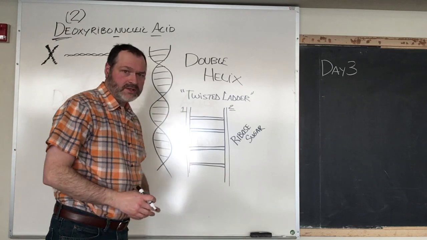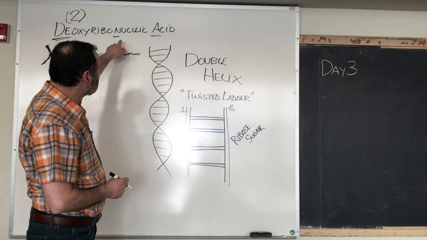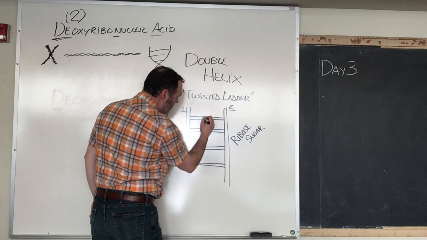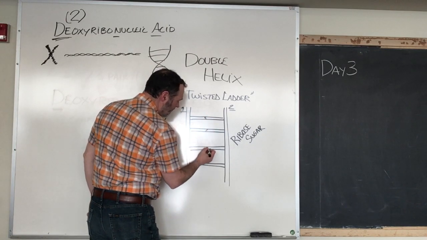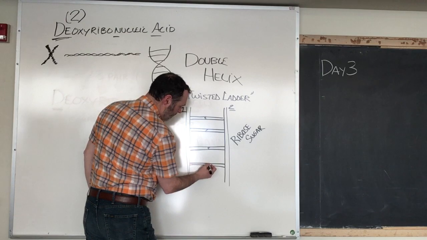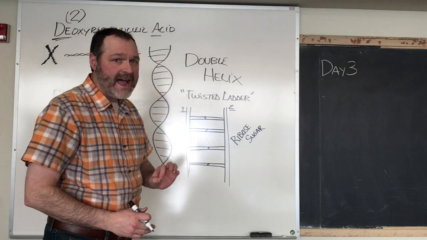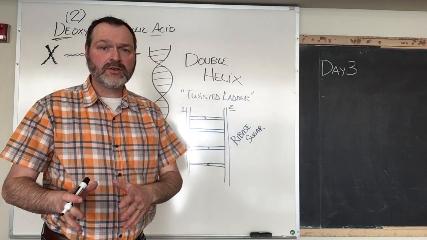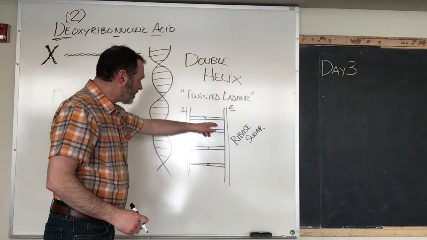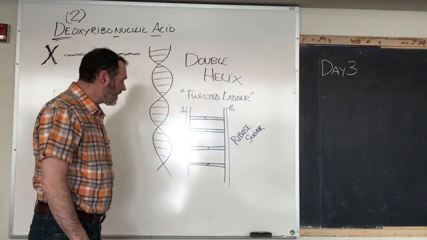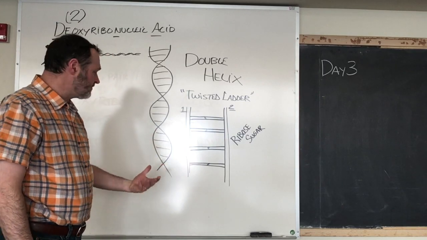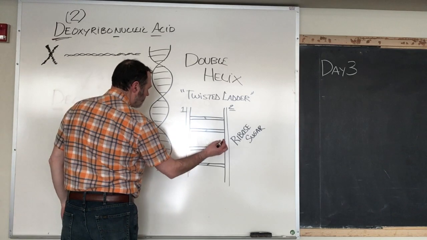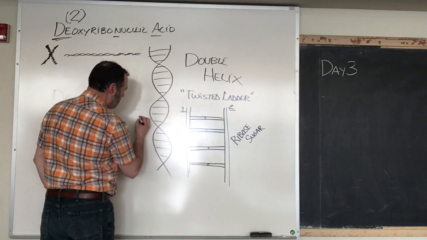Now the rungs. The rungs is where we get the nucleic acid word. So each of these rungs is made up of a different type of nucleic acid. In fact, each of the rungs is made up of a pair of nucleic acids. So these are a pair of nucleic acids. Those pairs of nucleic acids go by a number of different names. I'm going to put their names over here.